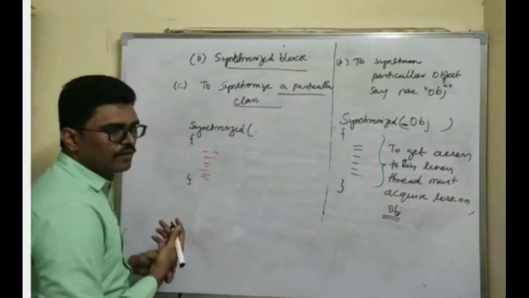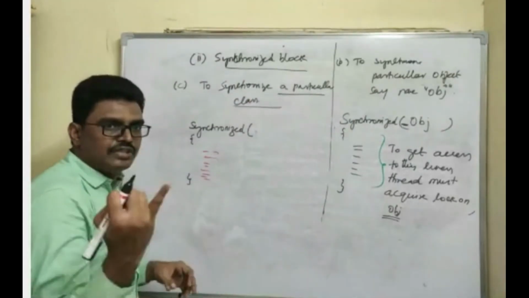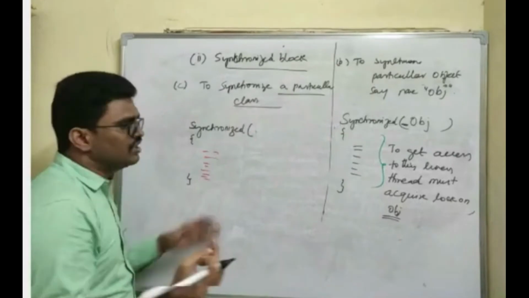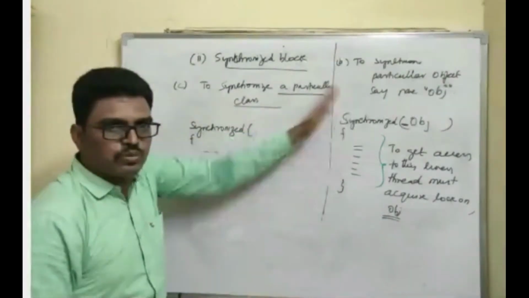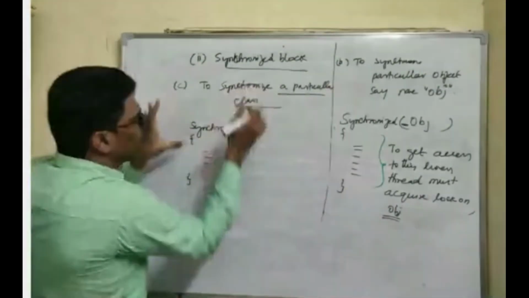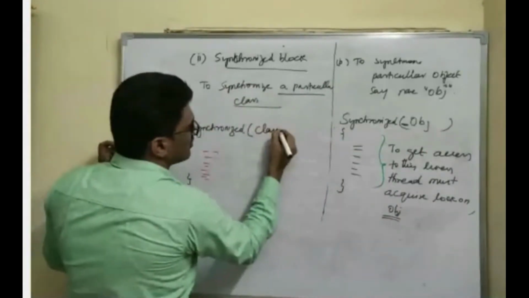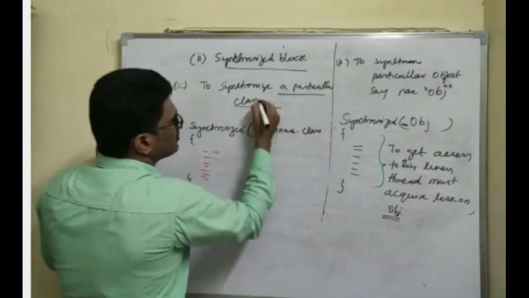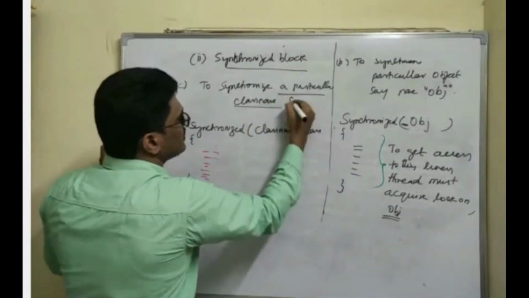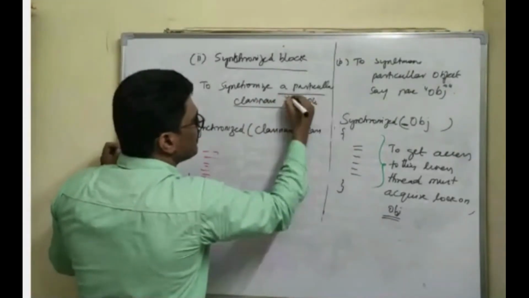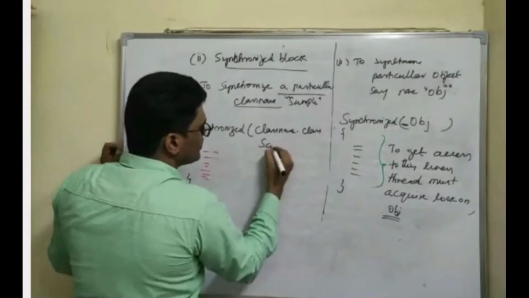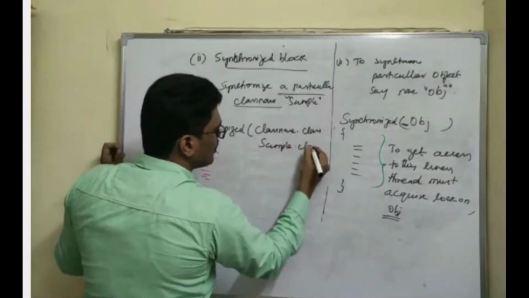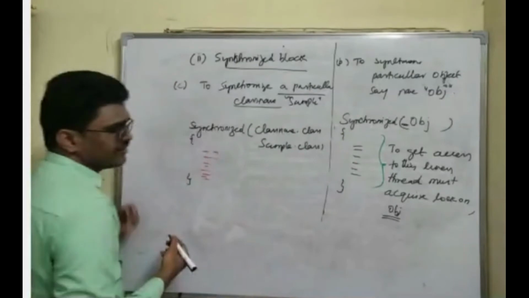There are two types of locks in Java. One is the object lock, another one is the class lock. The object lock we have discussed, that's what happened previously. So this is the approach where you are going to have the class lock. You have to give the class name dot class. Suppose the class name is Sample, for example. So how do I give it? Sample dot class.